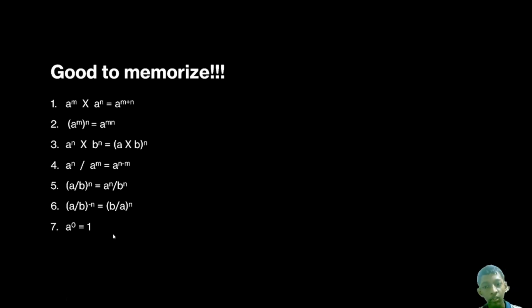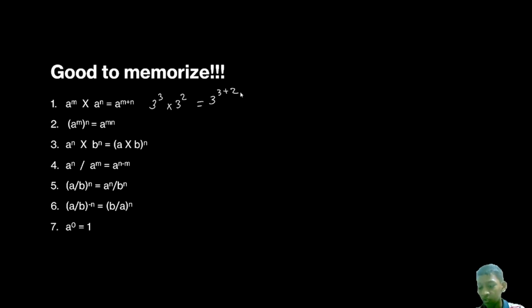a raised to the power of m into a raised to the power of n is equal to a raised to the power of m plus n. If the bases are same and the exponents are different, in multiplication you have to add them. Let's take an example, 3 raised to the power of 3 into 3 raised to the power of 2. So this will be equal to 3 raised to the power of 3 plus 2.